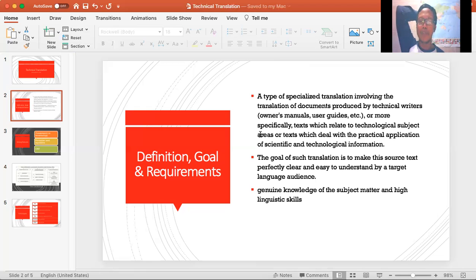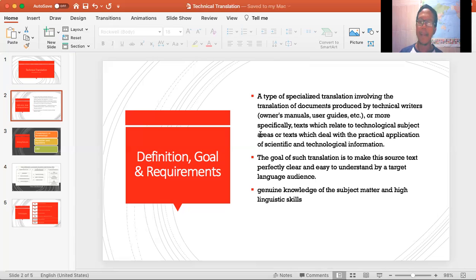The goal of translation is to make the source text perfectly clear and easy to understand by the target language audience. To me, it is not that clear. I think probably the better one maybe is to make the message or the meaning of the source text come in a close equivalent to the target text.